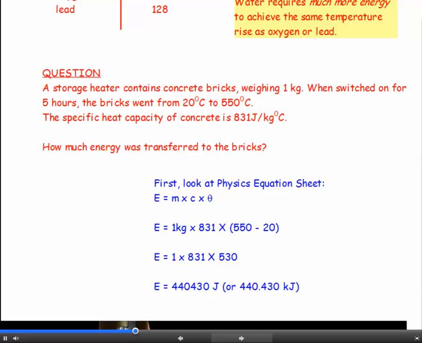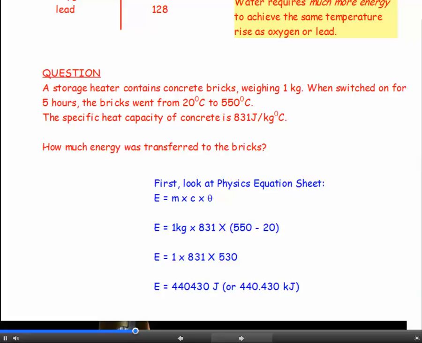So, what sort of question might you be required to answer? A storage heater contains concrete bricks weighing 1 kilogram. When it's switched on for 5 hours, the bricks went from 20 degrees to 550 degrees. The specific heat capacity of concrete is 831 joules per kilogram per degree centigrade. How much energy was transferred to the bricks?